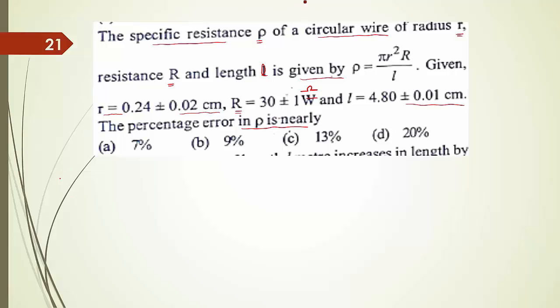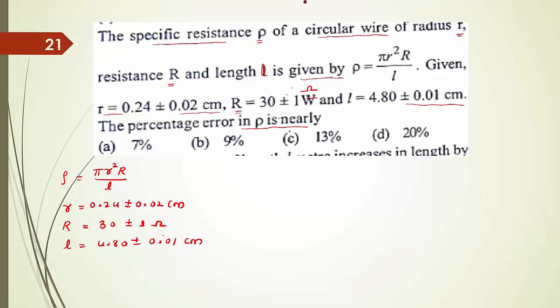See here, resistivity or specific resistance is denoted by rho and the equation is given by pi r square R divided by L. And the values of radius, length and resistance are given. r equal to 0.24 plus or minus 0.02 centimeter, then resistance R equal to 30 plus or minus 1 ohm. Similarly, L equal to 4.80 plus or minus 0.01 centimeter. These are the given values. We have to substitute in the given equation, then we will find the error.